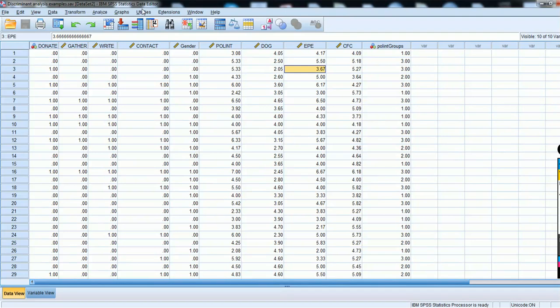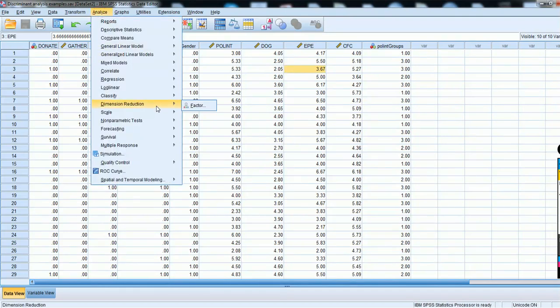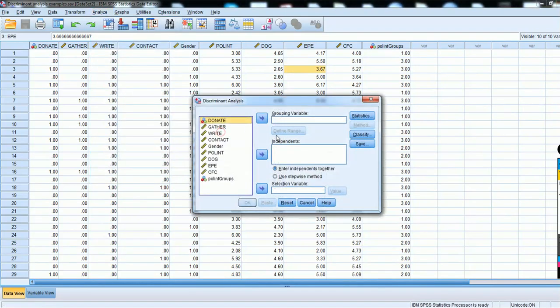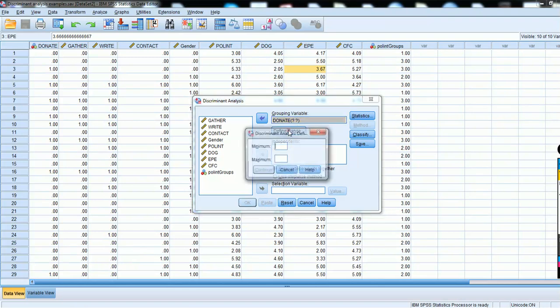So to run the discriminant analysis, I'm going to go to Analyze, Classify, and go down to Discriminant. I'll put Donate into the grouping variable box, so this is for the DV, and you can see question marks come up. I'm going to click on Define Range. The minimum value is 0. That's the lowest value on my dependent variable. The maximum value is 1. And these values that I'm putting in here are arbitrary, but basically it just reflects a dummy coding system that I was using in a previous analysis.